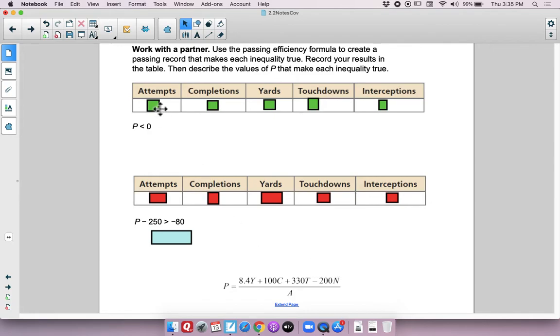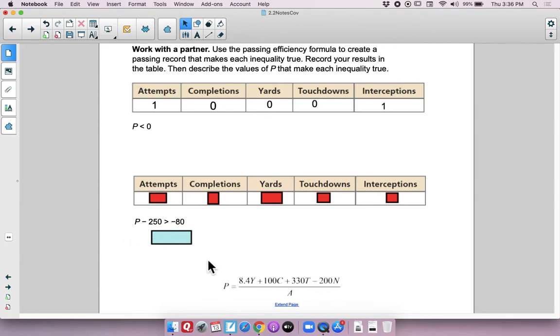Okay, so let's see here. My scenario was 1 attempted pass, 0 completions for 0 yards, 0 touchdowns, and yes, the pass was intercepted, right? Because that means that 8.4 times 0 would be 0, 100 times 0 would be 0, 330 times 0 would be 0, and negative 200 times 1 would be negative 200 divided by A, which would be 1, and that would be a negative.